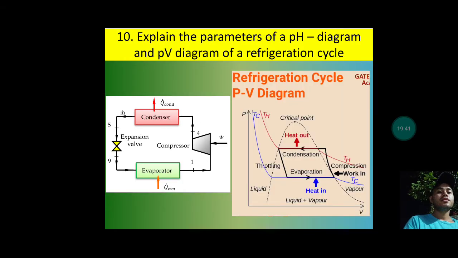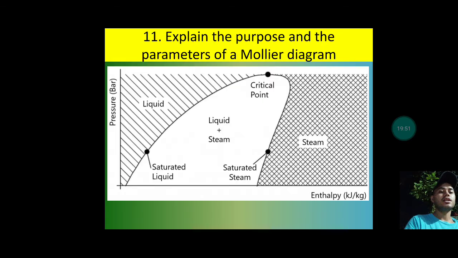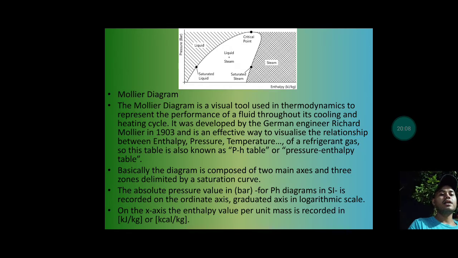Next, explain the parameters of the PH diagram and PV diagram of a refrigeration cycle. We already discussed the PV diagram for the refrigeration cycle. Okay, explain the purpose and the parameters of a molecular diagram. So in the molecular diagram, we have a liquid on this side, liquid and vapor in the middle, and on this side we have vapor.